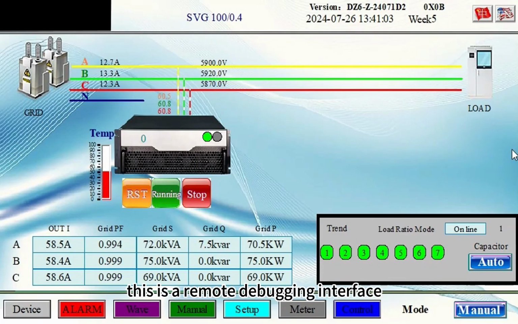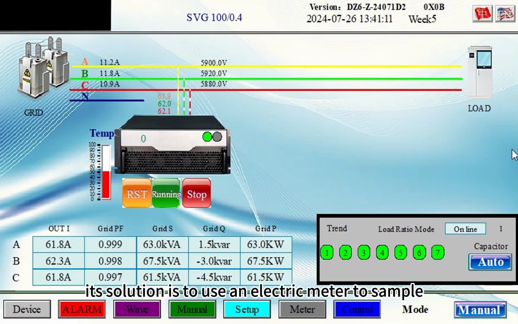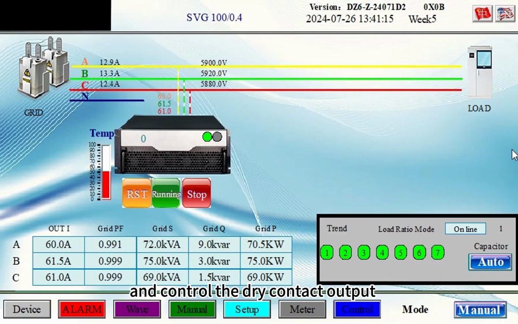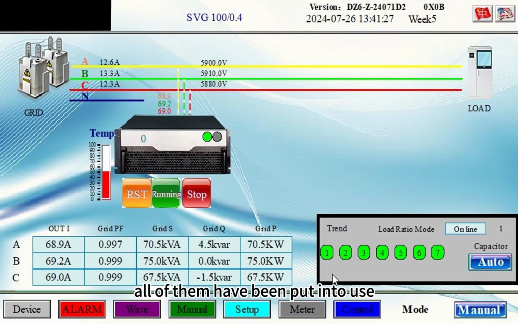Hello everyone, this is a remote debugging interface. This interface displays the data of our SVG device. Its solution is to use an electric meter to sample and control the dry contact output to control the capacitor. As can be seen from the right side, we have installed a total of 7 capacitors. All of them have been put into use.